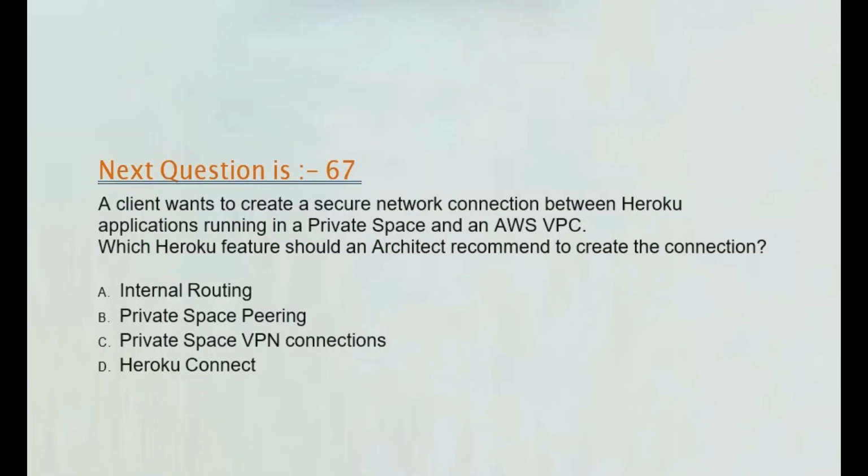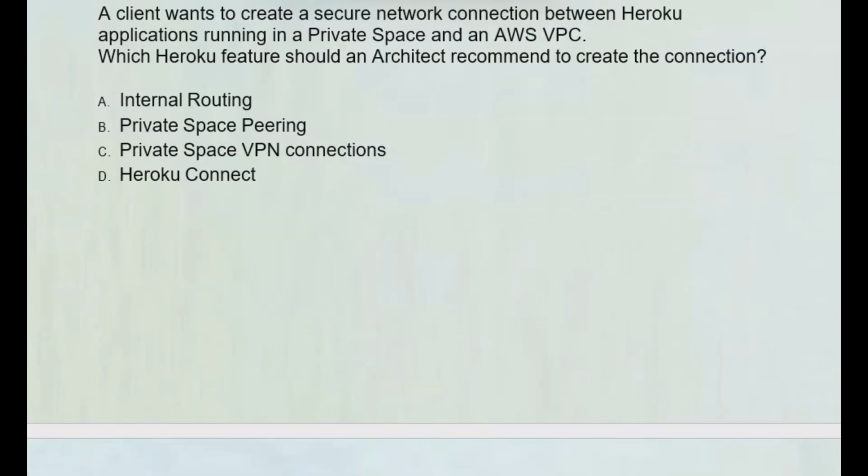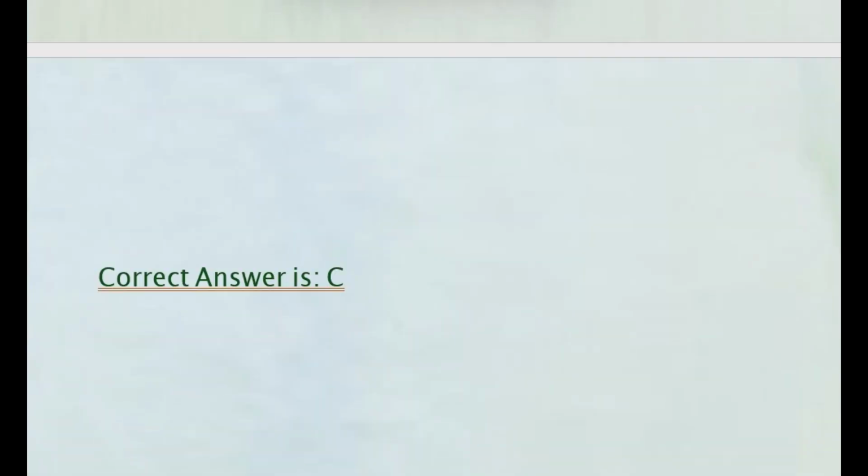Question is a client wants to create a secure network connection between Heroku applications running in a private space and an AWS VPC. Which Heroku features should an architect recommend to create the connection? Option A, internal routing. Option B, private space peering. Option C, private space VPN connections. Option D, Heroku Connect. Correct answer is option C.